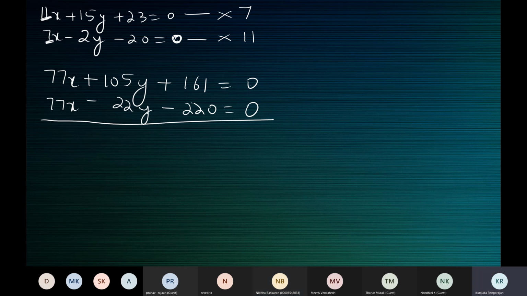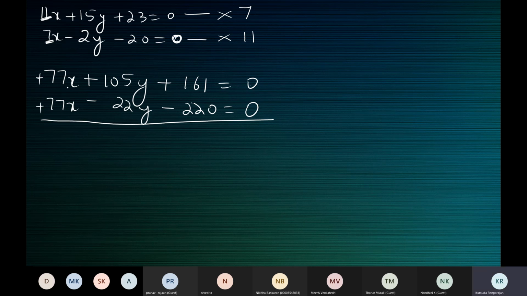Now, in this case, we have to subtract the two equations. I'll tell you why. We have equated the coefficients of x in both the equations. In both the equations, the coefficient of x is 77. Now we need to eliminate that. We need to get rid of x. But what is 77x plus 77x? Because here the signs are positive, plus plus.